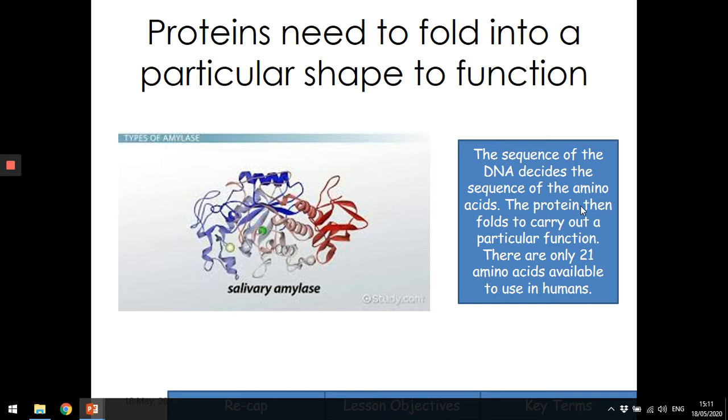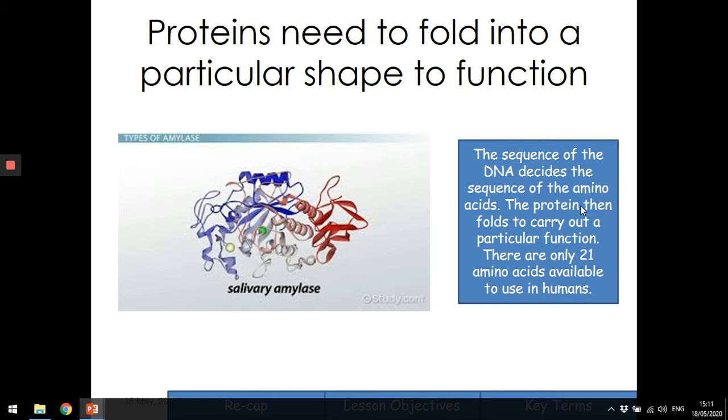For example, amylase is an enzyme, which is a protein, and it has to fold in a certain way in order to produce an active site. So it has to be a specific shape. If there are any mutations in the DNA that made those amino acids, you get a change in the amino acid and potentially the shape of the protein changes. If that protein shape changes, then the protein can't function.